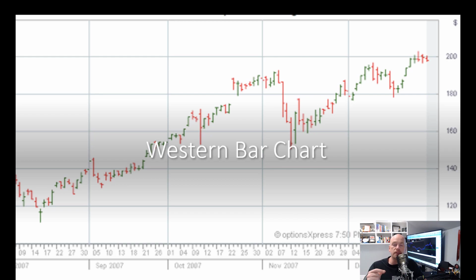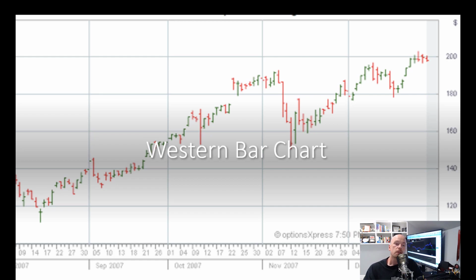And then there are two little ticks on that Western bar. One is for open and one is for close. Typically the tick on the left is the open and the tick on the right is the close. Now, these Western bar charts are useful because they don't have to be in color, right? If I see that the tick on the right is higher than the tick on the left in any given bar chart, I know that price went up during that given period of time. If the tick on the left is higher than the tick on the right, then I know that price went down during whatever given period of time.